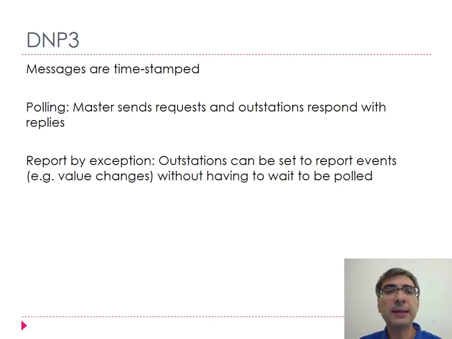The messages in DNP3 are time-stamped, so that helps enormously in terms of finding out what happened if something goes wrong. And there are two modes of operation. There can be polling. In this case, polling is like in Modbus: the master sends a request, and then the outstation responds to this request. So again, what is the temperature? What is the level of water? Please let me know. The outstation, when it receives this request from the master, at that point responds with a reply.